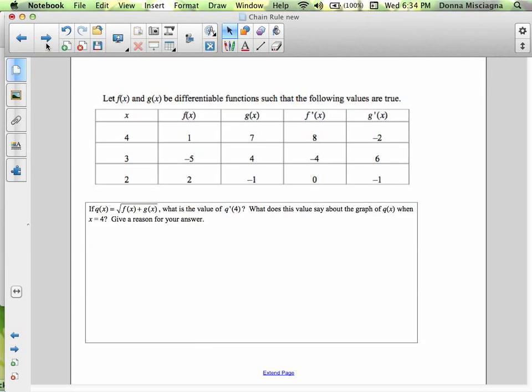differentiable functions such that the following are true. If q of x equals the square root of f of x plus g of x, what is the value of q prime of 4? What does this value say about the graph of q of x when x equals 4? Give a reason for your answer. All right, so let's find this. Here we do have a composite function, so this will be the chain rule.